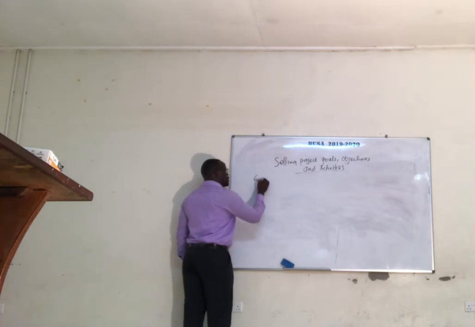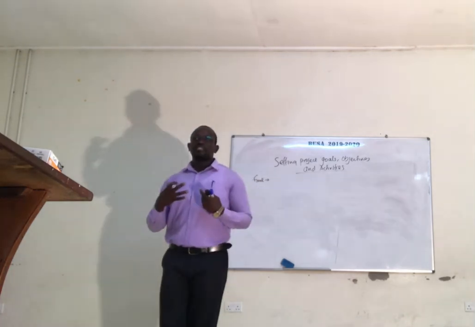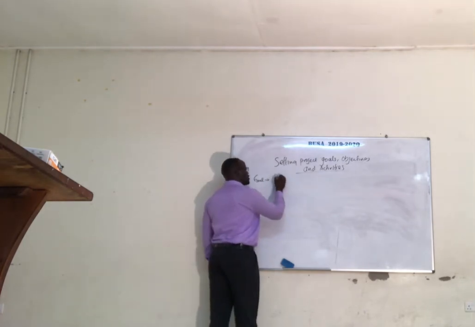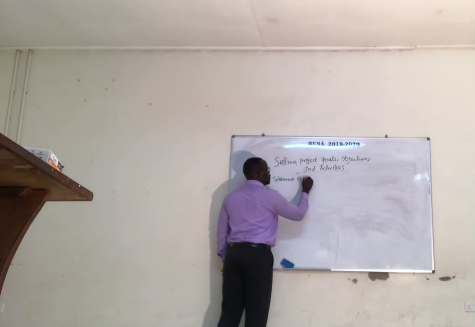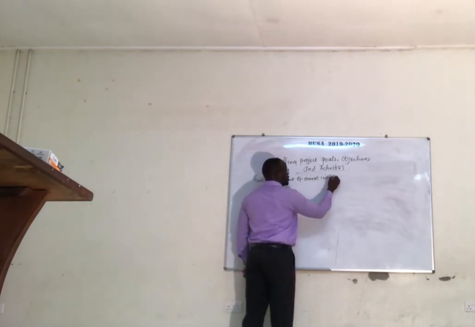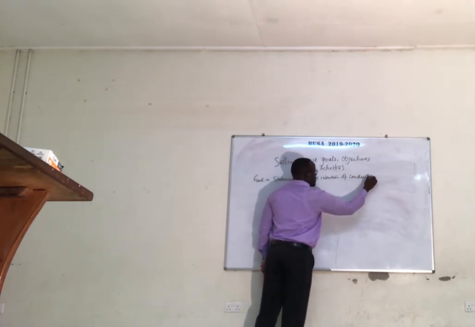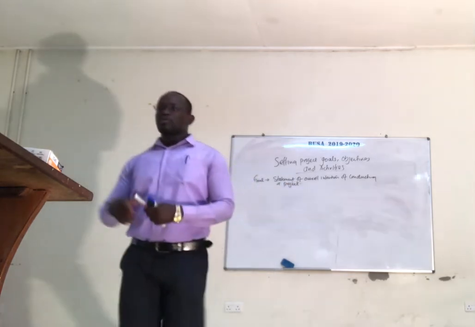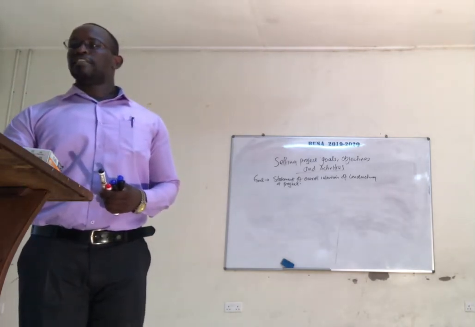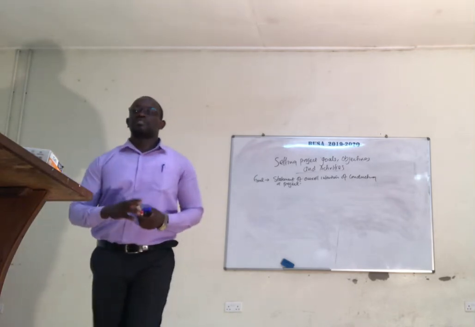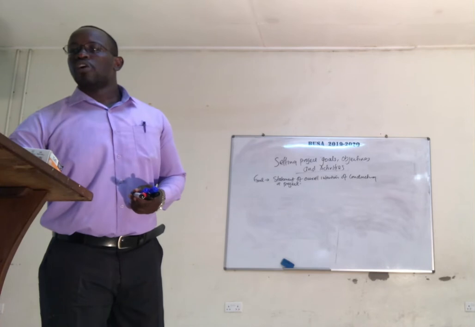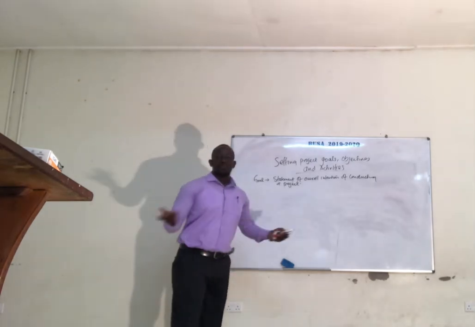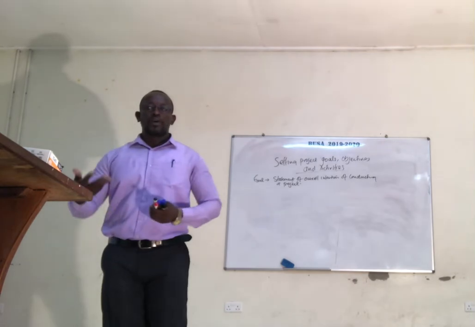If you look at the word goal, we can define a goal as a statement of overall intention of conducting a project. For example, I can tell you that I want to go to Kampala. The fact that I want to go to Kampala is an overall statement. It is just a general statement indicating what I want to do. Simple like that: to go to Kampala, to go and eat, to go to class.